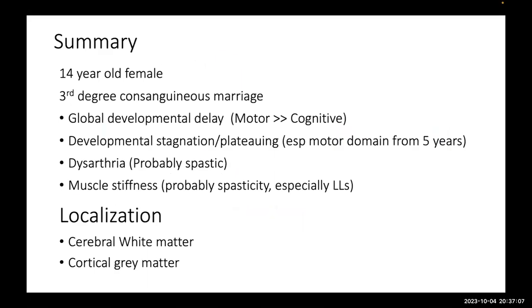So in summary, this is a 14-year-old female child born out of a third-degree consanguineous marriage, having global developmental delay, motor much more affected than the cognitive domain, with developmental stagnation and plateauing. That means after 5 years of age, she had attained walking with support, after which she has not improved in her motor development. Dysarthria, probably by history a spastic dysarthria, and muscle stiffness, probably spasticity involving especially the lower limbs. So based on the summary and history, the localization is the cerebral white matter and the cortical gray matter.